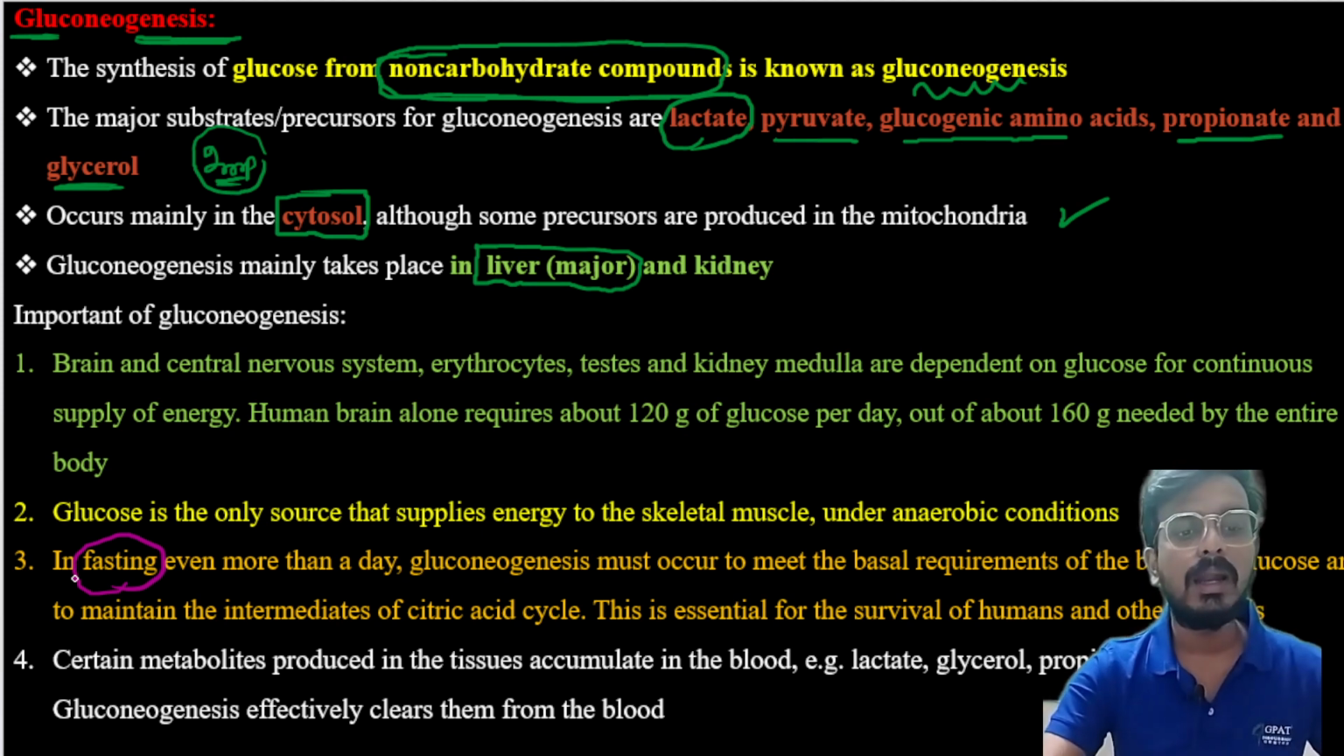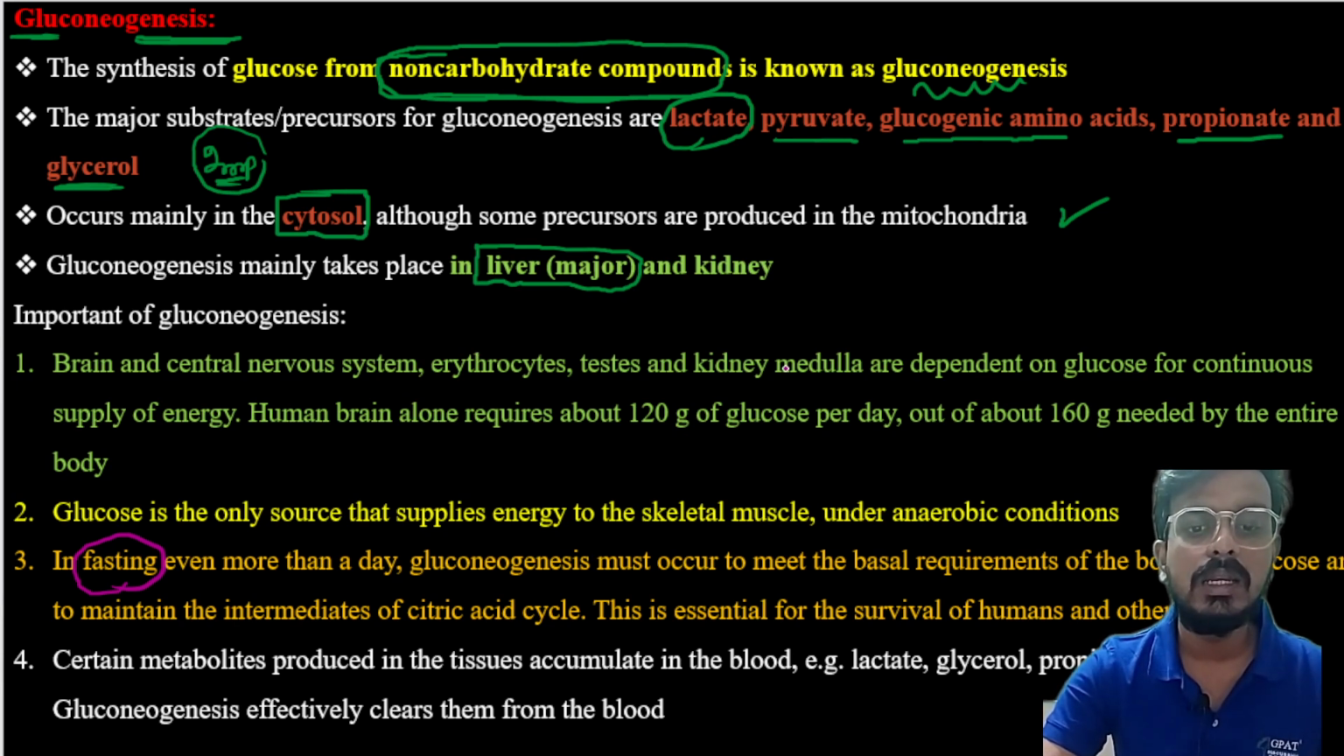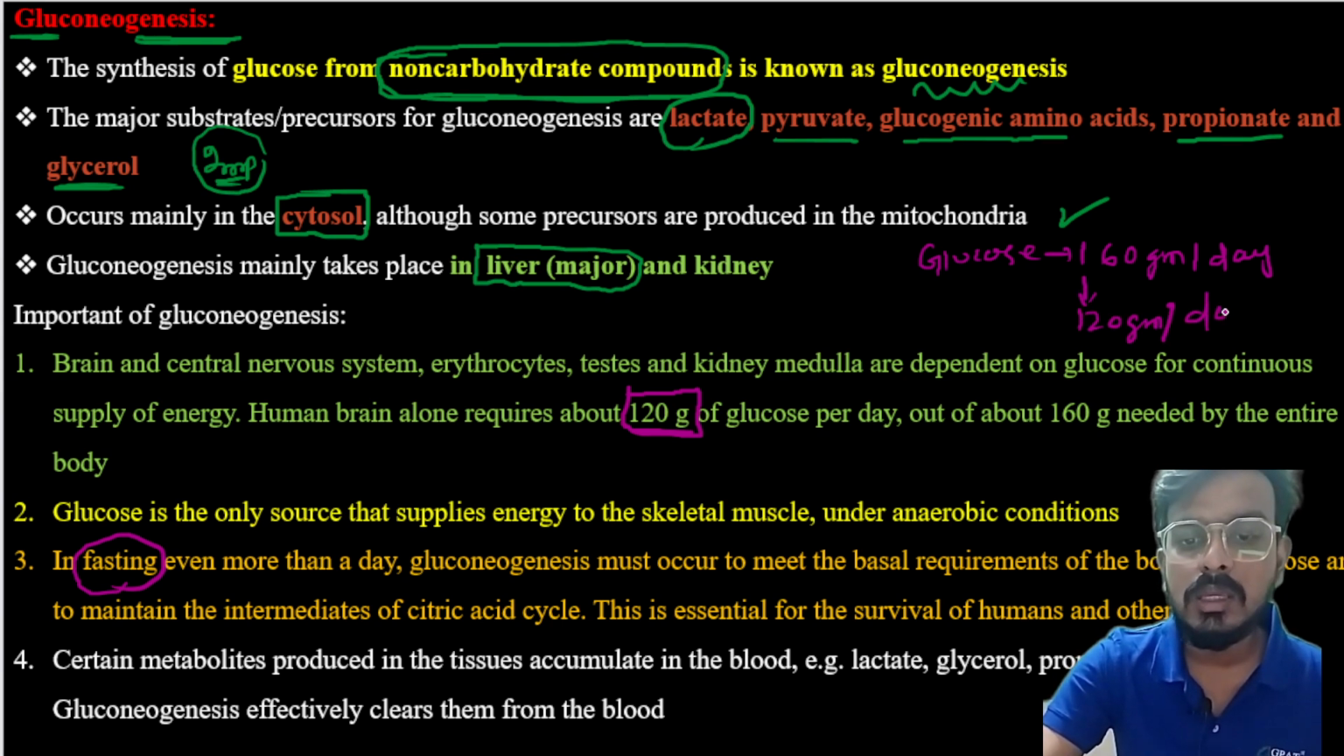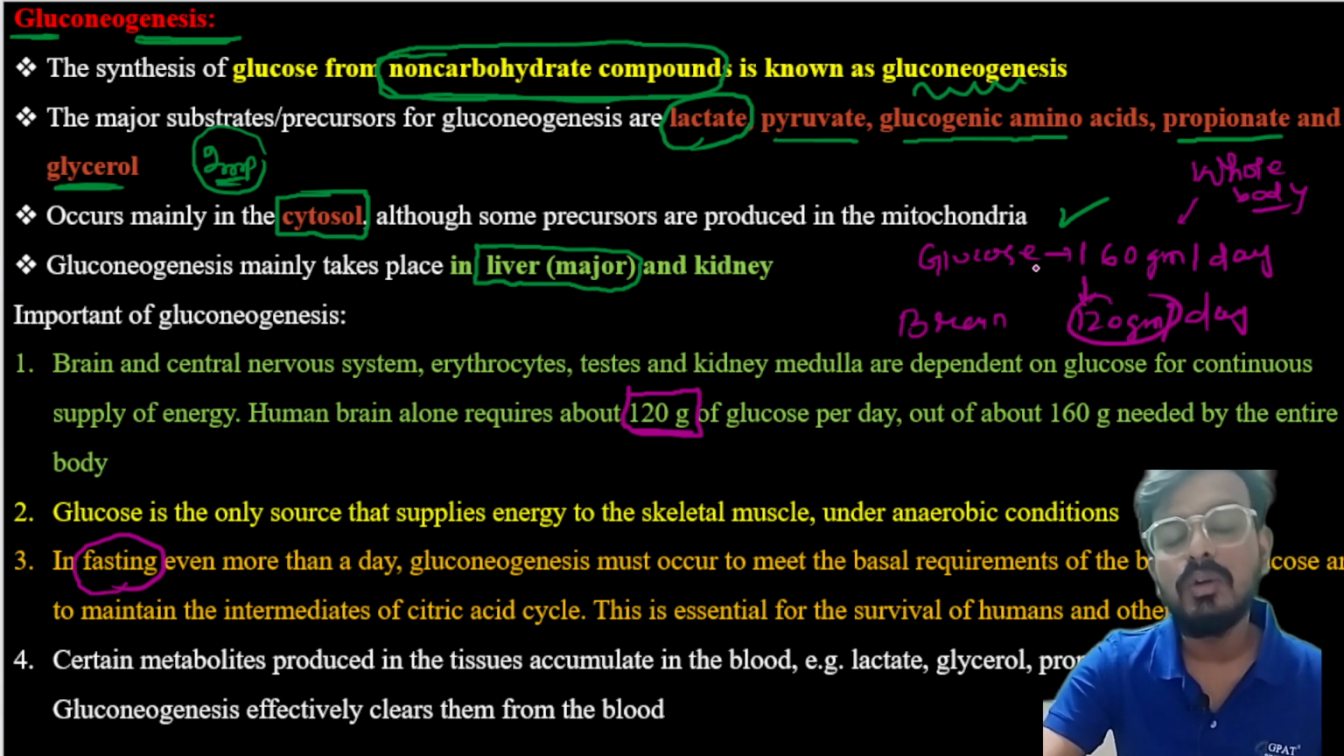Okay. The brain, central nervous system, erythrocytes, testis, and kidney medulla depend upon glucose for a continuous supply of energy. The human brain alone requires 120 grams of glucose per day. Every day our body needs about 160 grams of glucose per day, and out of that 160 grams, 120 grams will be used by your brain. So 120 grams is only your brain's need.